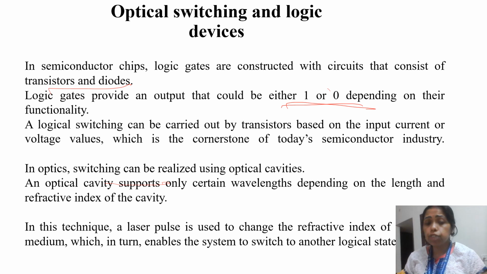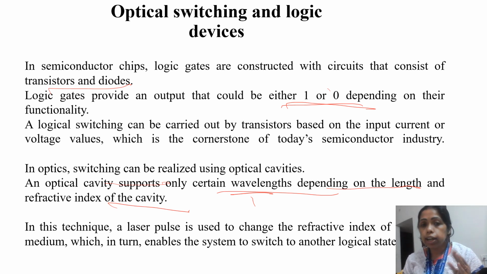What is the concept of this thing? The optical cavity: both sides of the device will be some face. There are two faces, and the cavity will support only certain wavelengths, depending on its optical cavity length and the refractive index of the cavity. If the refractive index of the cavity changes, then it will not support some wavelengths. If it's constant, it will support different kinds of wavelengths.